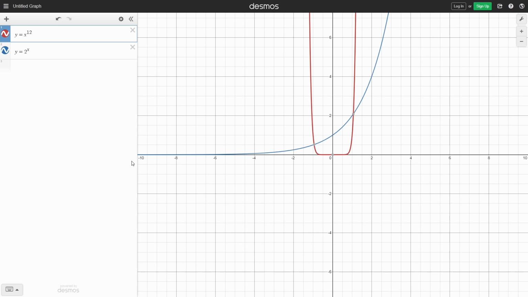Although calculators are not allowed on the test, we'll use Desmos for instructional purposes. I have 2 to the x graphed in blue and x to the 12th in red. Most people during the test would have had no trouble making a similar looking sketch, as these are basic exponential and power functions. We can immediately see that one of the intersection points is here and the other one is here. Let's pan up and zoom out to see if there's more.